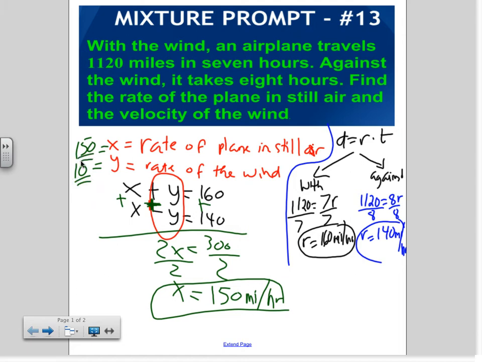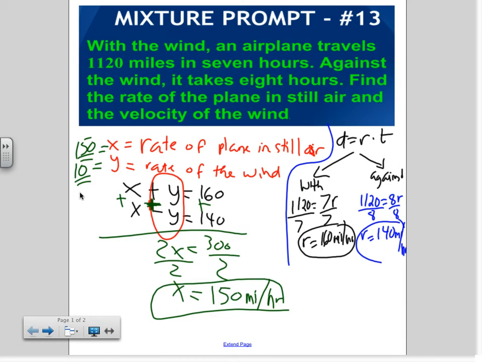So you can now conclude that the wind speed is only 10 miles per hour, and the plane speed without any wind affecting it is 150 miles per hour. With the wind, it will speed up to 160. Going against the wind, it will slow down to 140.